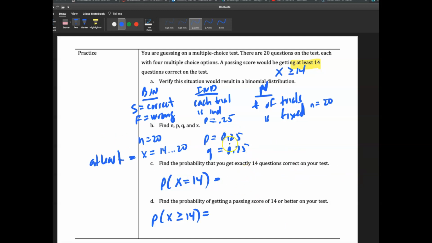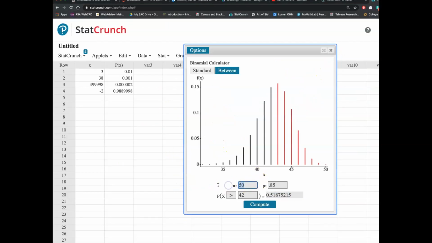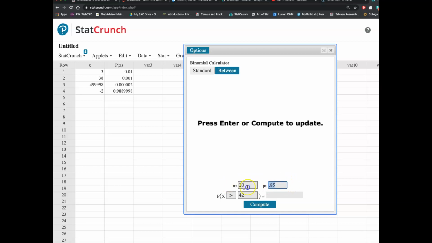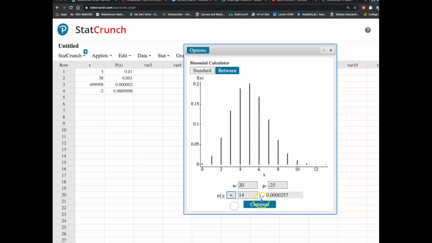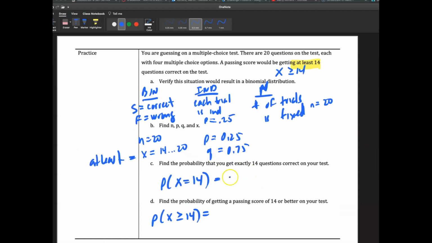So your p is 0.25, and we're doing 20 questions. 25% of guessing right, and we want to know what's the chance that you would get 14 correct. So I'll turn this to 14. It's only 20, and I want to know that 14 are correct. Very unlikely that you're going to guess that. 0.0000257, right? So very unlikely you can guess 14.